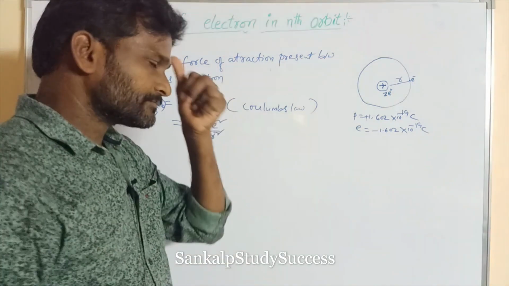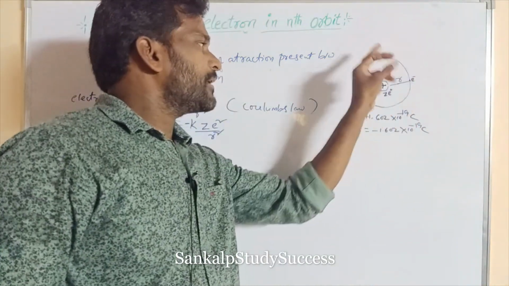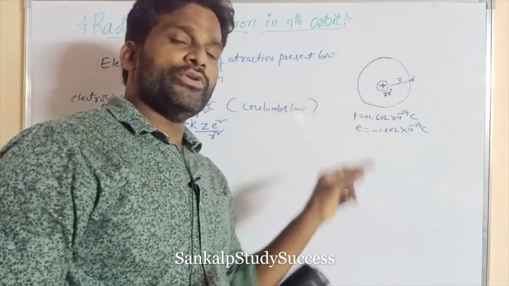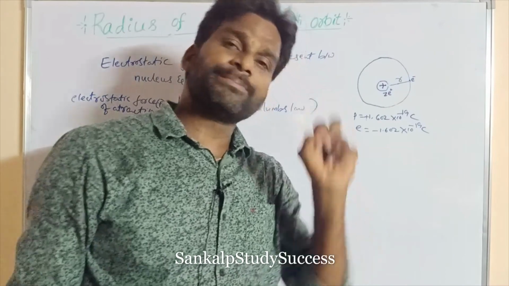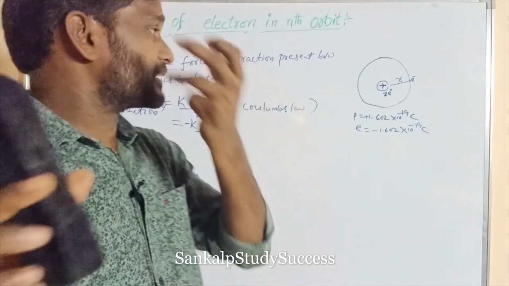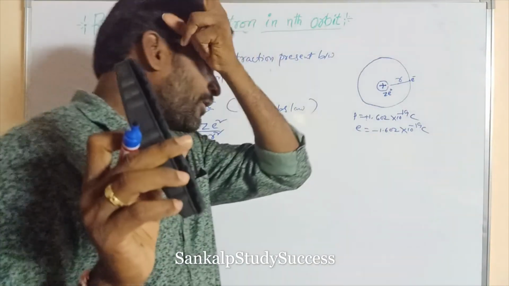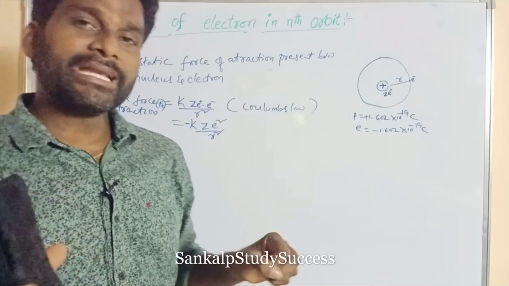Now here the electron revolves around the nucleus in a circular path. So this electron is in rotatory motion. Any body in rotatory motion has a centrifugal force.